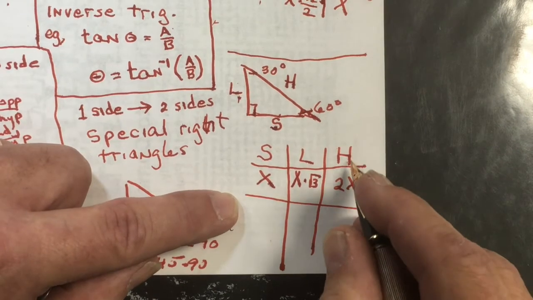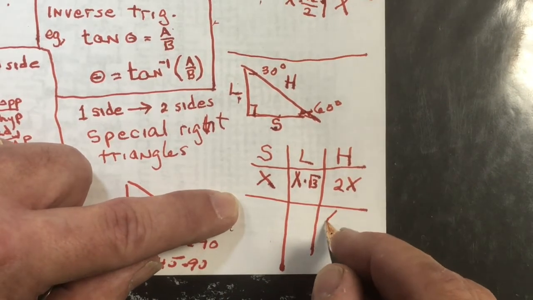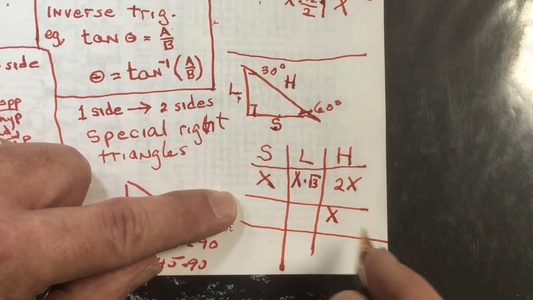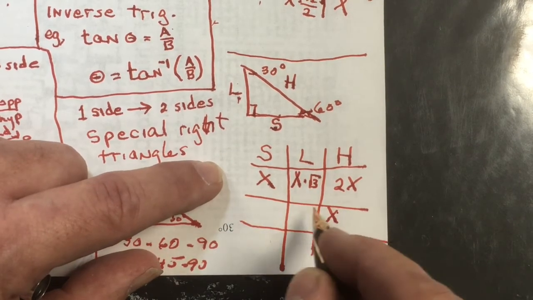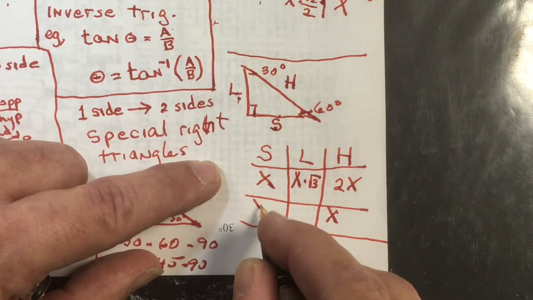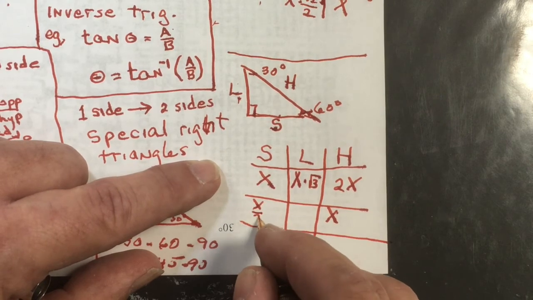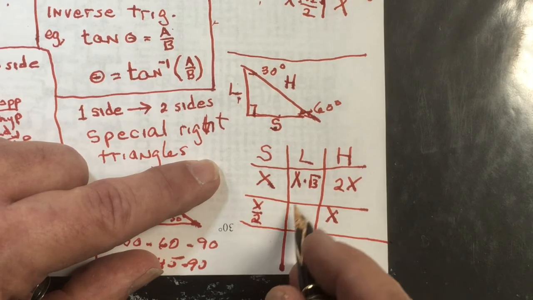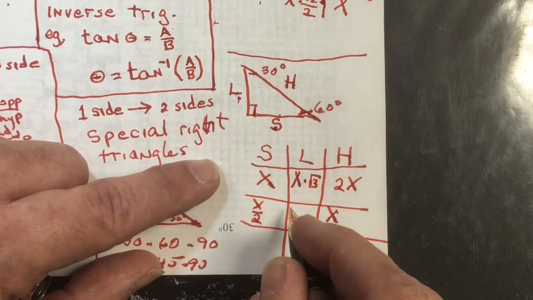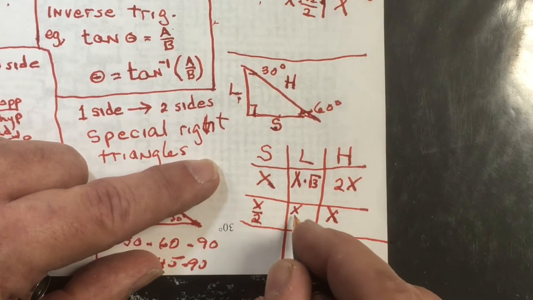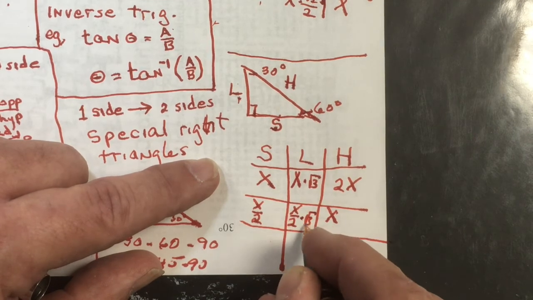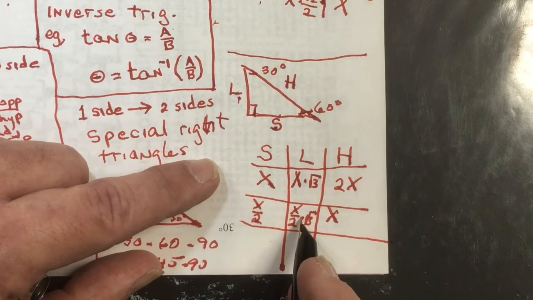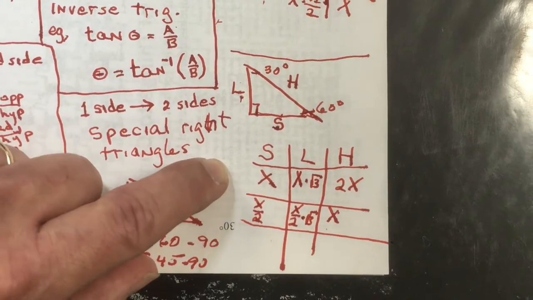If I give you the hypotenuse, well, we already know that this is twice as big as this, so that means I have to take this and divide it in half. And I already know that if I know this number, I have to multiply it by the square root of 3. That's if the hypotenuse is given, right. So then this would be x over 2 times the square root of 3.